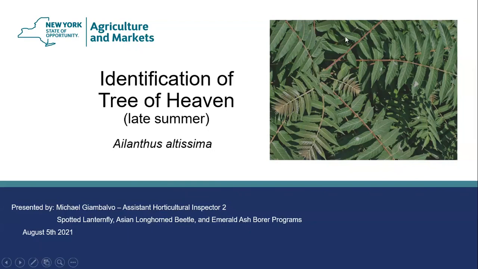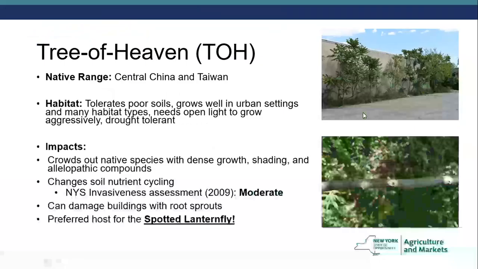But I should say spotted lanternfly doesn't need Tree of Heaven to survive. It just will prefer to feed on it if it's in the area where a spotted lanternfly is occurring. Tree of Heaven's native range is very similar to spotted lanternfly's native range. It's native to China and South Asia. It likes poor soils, like industrial areas, roadsides, where I took some of these photos. So generally where human disturbance has occurred.